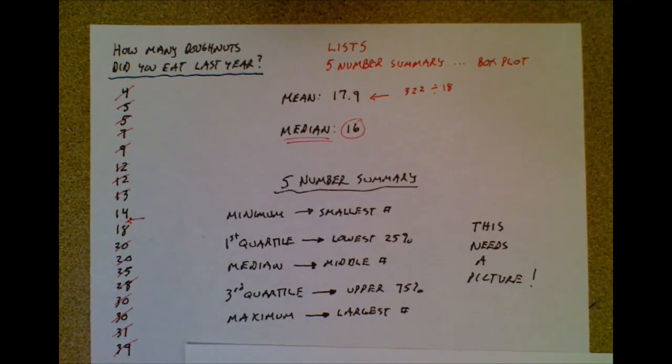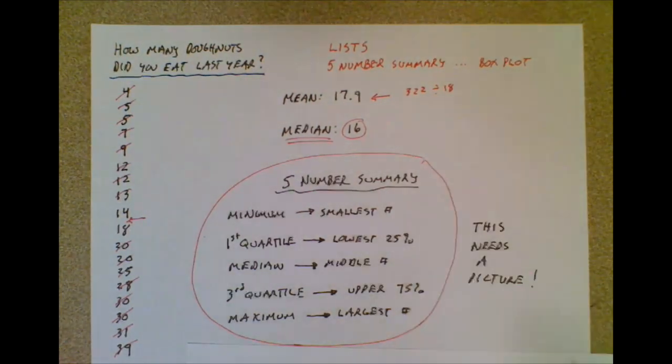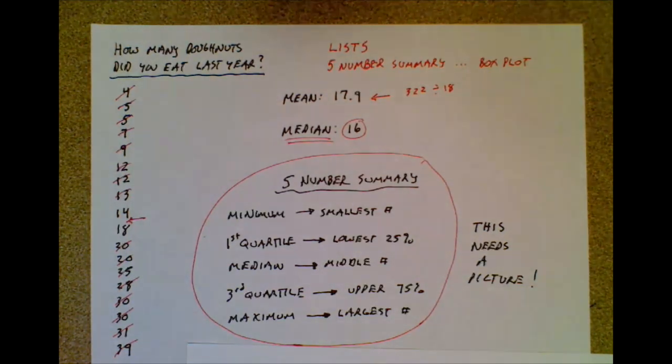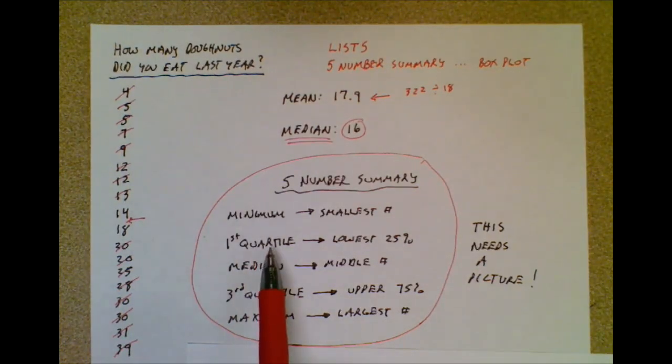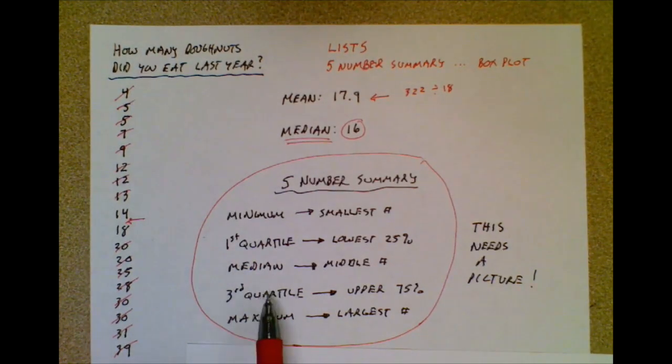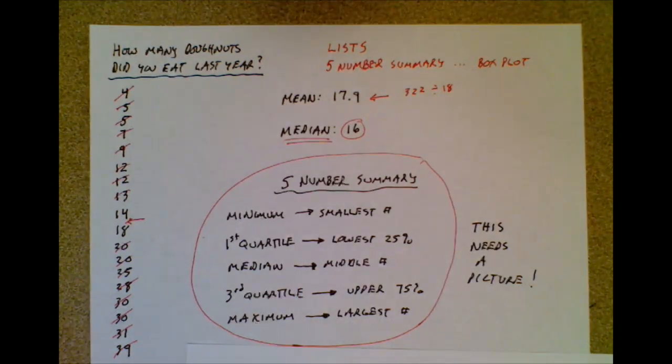So what we just did was review, but I will bet you this thing called the 5-number summary is new to most of you. The 5-number summary is going to take that list of data and find 5 characteristics: the minimum, the first quartile, the median, the third quartile, and the maximum. The minimum and the maximum are obvious. It's the smallest number and the largest number in the group. The median is the middlemost number.